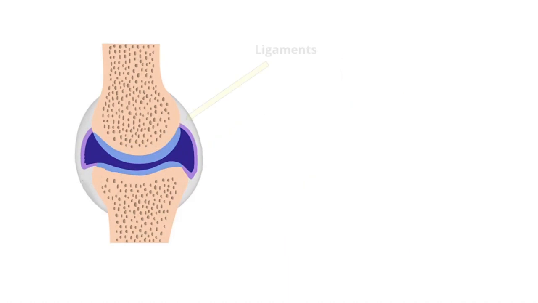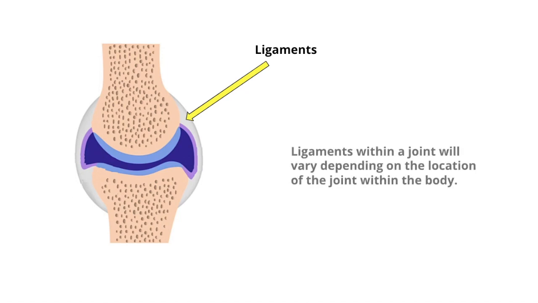Lastly are the ligaments in gray. The ligaments hold the two ends of the bones together and stabilize the entire joint structure. This stops the joint from twisting, bending, and tearing in ways that it shouldn't. As we mentioned, this is only a general outline of what a healthy joint looks like. The specific ligaments within the joint will vary, depending on the location of the joint within the body.